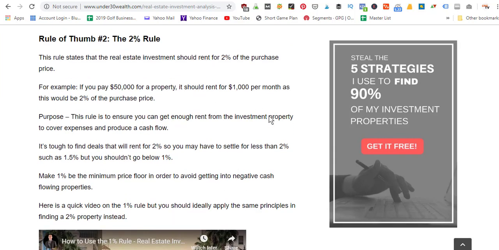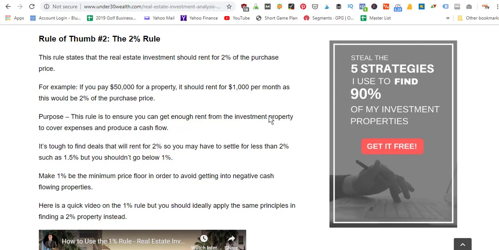Rule of thumb number 2, the 2% rule. So we've got a whole other video on this rule, but we're going to cover it again briefly here. So the rule of thumb for this is that your rental income should be about 2% of the purchase value of your property. So this gives you an idea of what to try to offer on a property when you're going in to make the purchase.